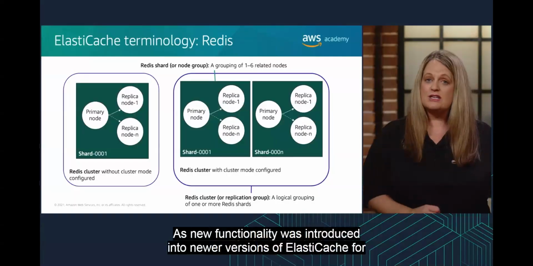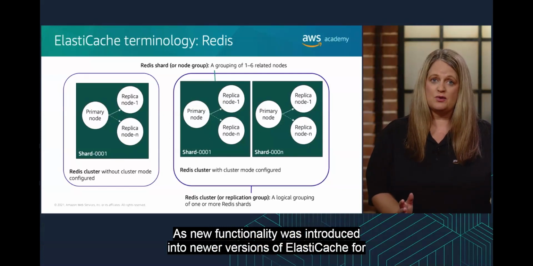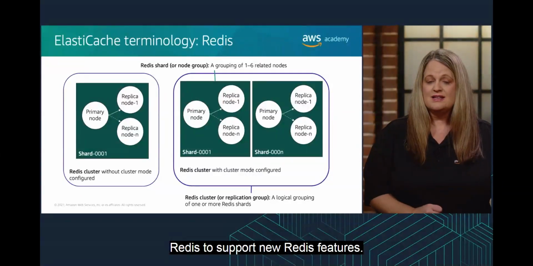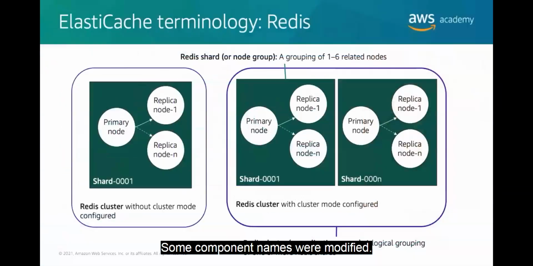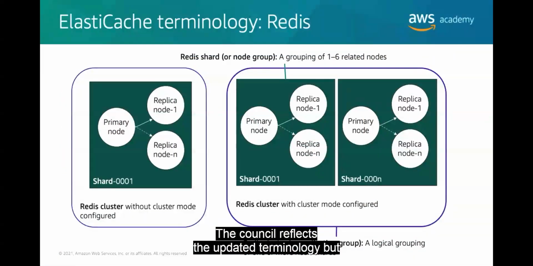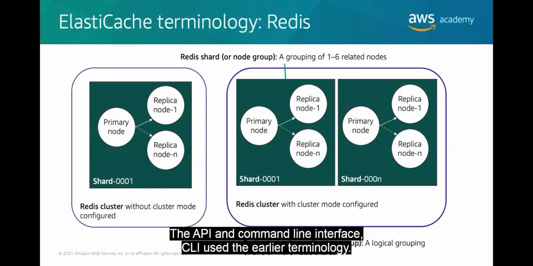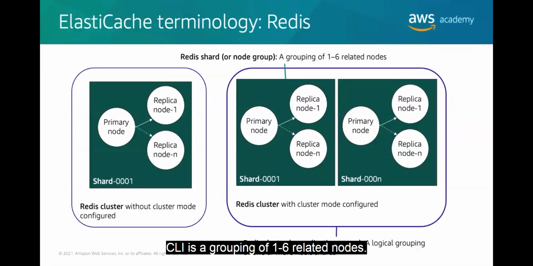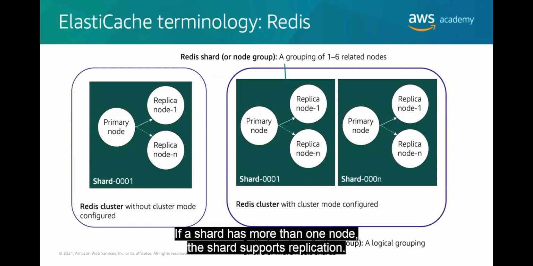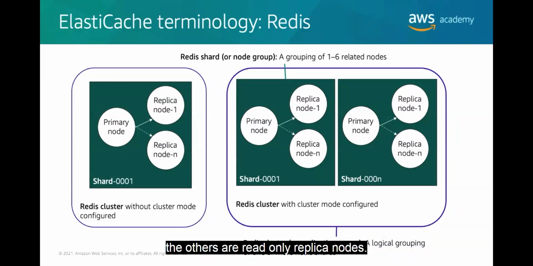As new functionality was introduced into newer versions of ElastiCache for Redis to support new Redis features, some component names were modified. The console reflects the updated terminology, but to preserve backward compatibility, the API and command line interface, CLI, use the earlier terminology. A Redis shard, which is called a node group in the API and CLI, is a grouping of 1 to 6 related nodes. If a shard has more than one node, the shard supports replication. In this case, one node is the read-write primary node, and the others are read-only replica nodes.